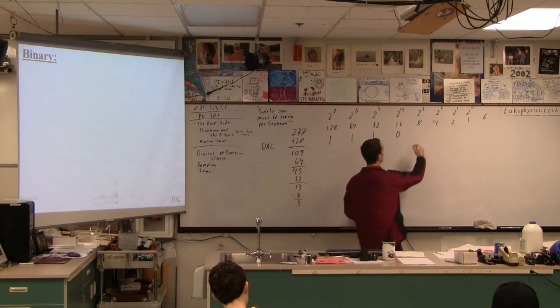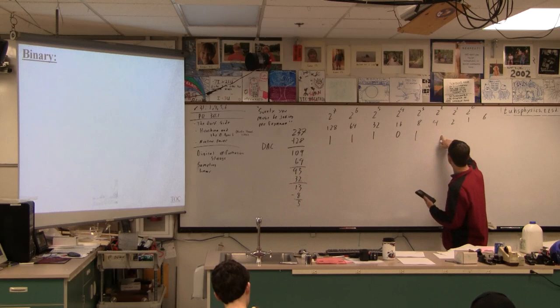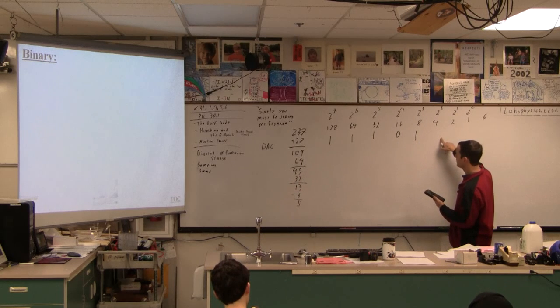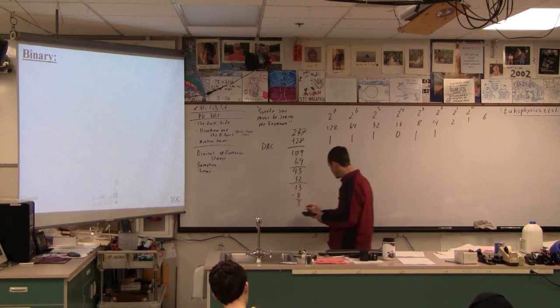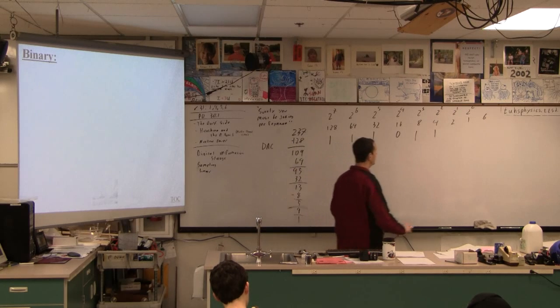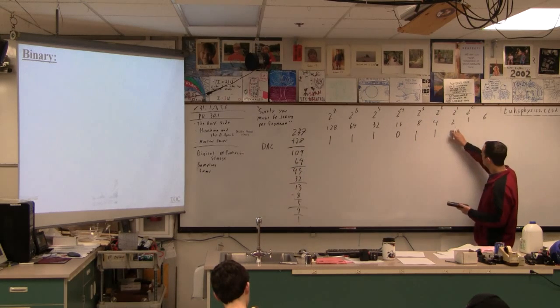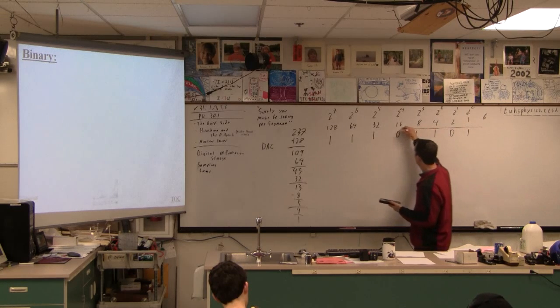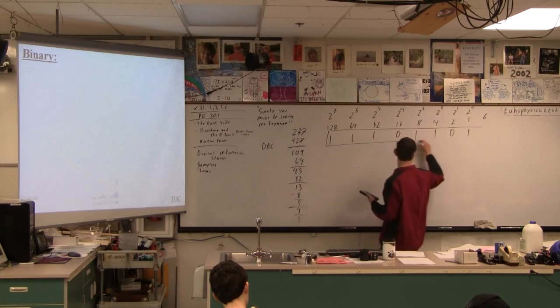Can you subtract 4 from this number, the 5? Yeah, indeed you can. Yes, no, yes. Okay, now we have 1 left. Can we subtract 2 from 1? No. Can we subtract 1 from 1? Yes. There we go. Here's our binary number.